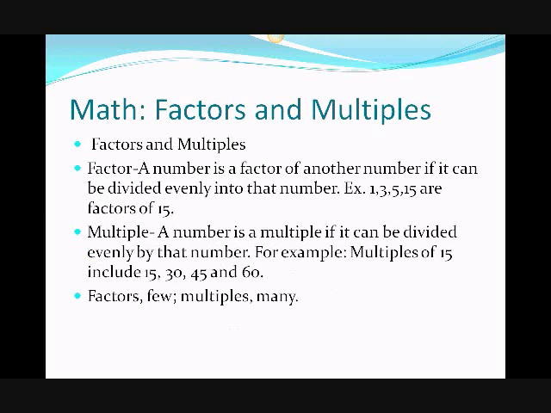Now factors and multiples, the difference between them. A factor is a number that can be divided evenly into that number. For example, 1, 3, 5, and 15 are all factors of 15. When you multiply these numbers together, you get 15. Like 1 times 15 is 15, 3 times 5 is 15. So these are factors of 15. A multiple means that it can be divided evenly by that number. For example, multiples of 15 are 15, 30, 45, 60. So another way to remember that is factors are few, multiples are many.